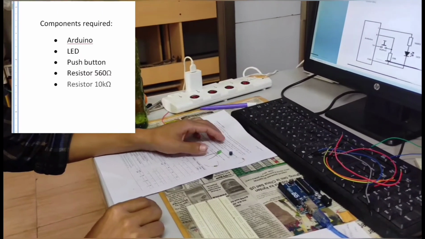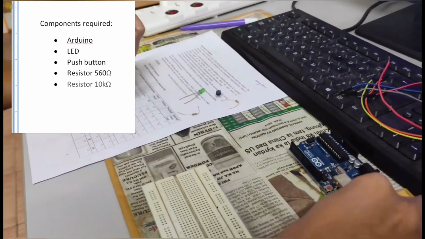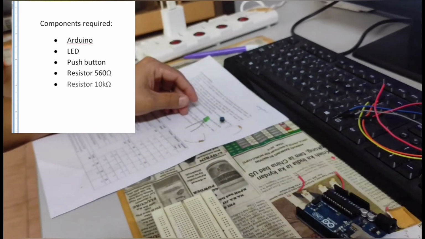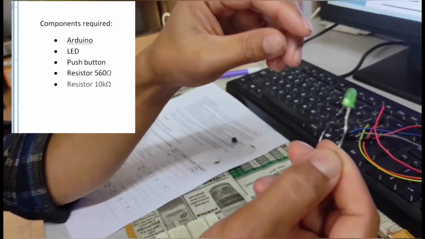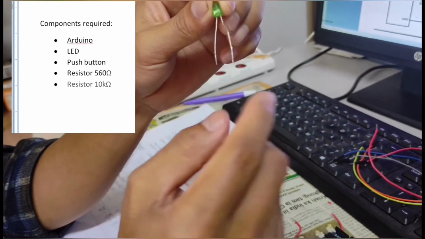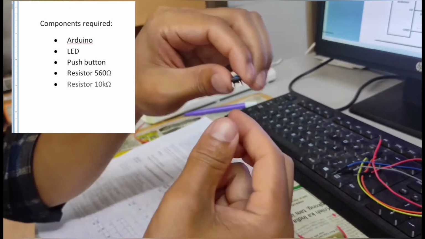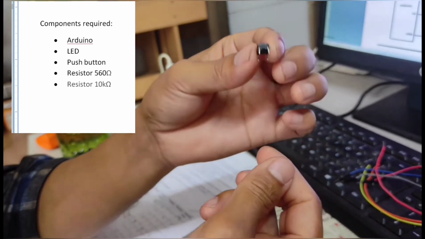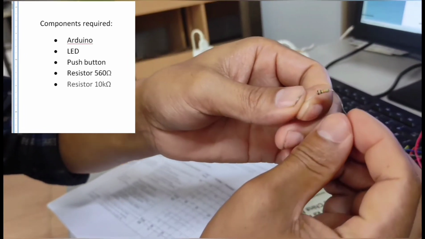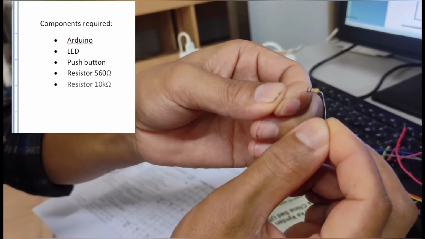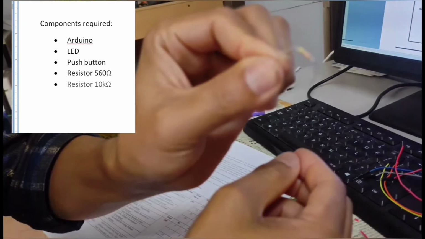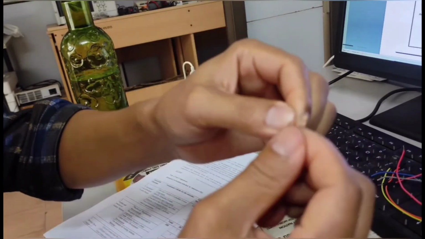These are the components that we require in this project. The first one is the Arduino UNO. This is the Arduino UNO. The second one is the LED. Here is the LED. This is its positive terminal and this is its negative terminal. And this is the third component, which is the push button. And this is the resistor, which is 560 ohms, and this is another resistor, which is 10 kilo ohms.